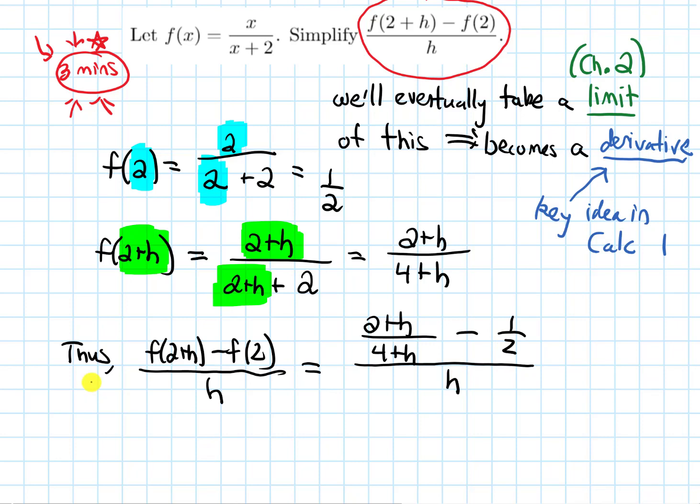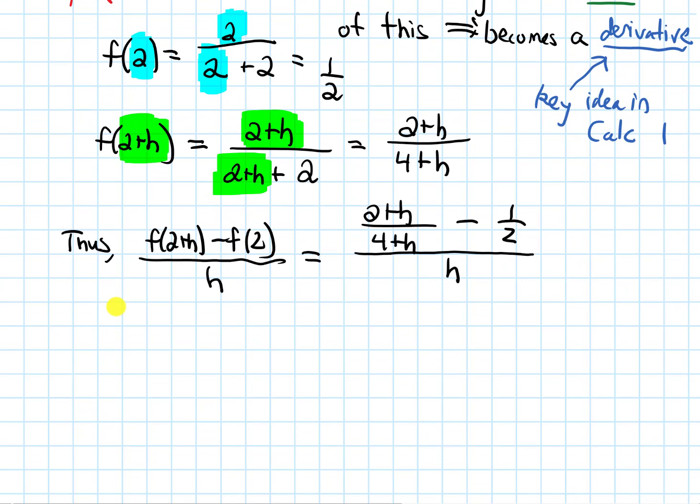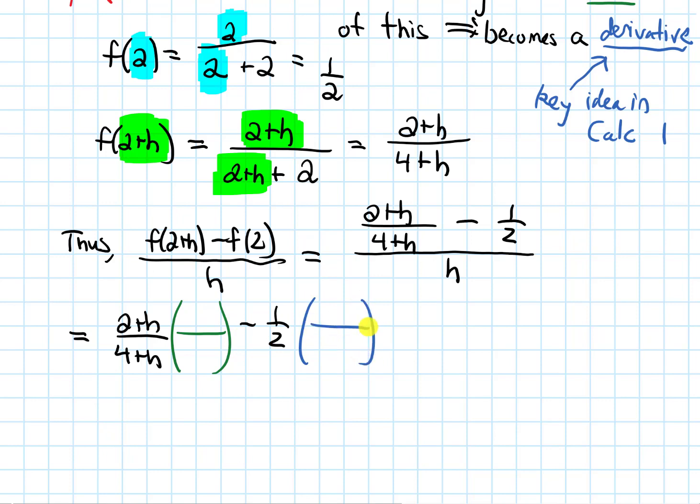Alrighty, so now we need to simplify this. So on the top of this, I have a fraction minus a fraction. So let's get a common denominator. So 2 plus h over 4 plus h. I'll have to multiply this fraction top and bottom by something. And then we have minus 1/2. And I'll have to multiply that fraction top and bottom by something. All over the h. So the first fraction, I'll multiply top and bottom by 2. The second fraction I'll multiply, on the top and the bottom, by 4 plus h. That'll give me a least common denominator.